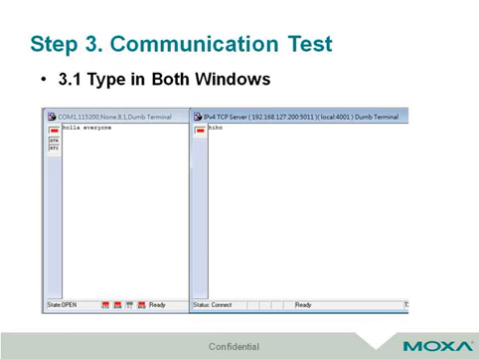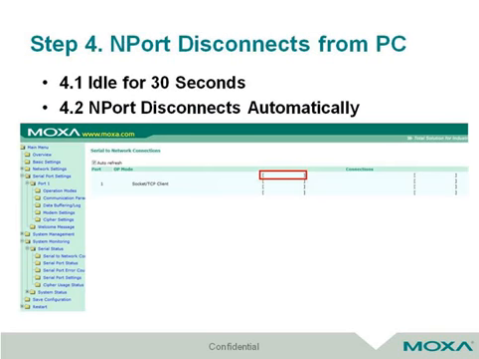Step 3. Communication test. Type anything in both windows. You can see them in another one. Step 4. Nport disconnects from PC. Now we test the disconnect behavior. Leave the windows idle for 30 seconds and check again. You will see the IP address disappears, which means the connection has been disconnected.